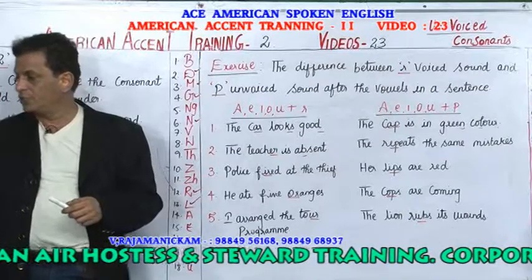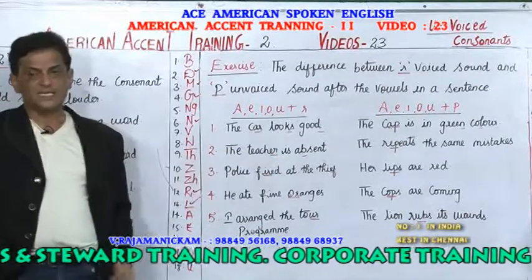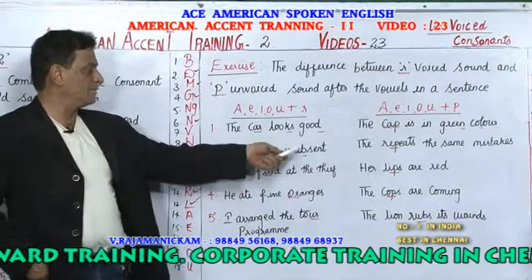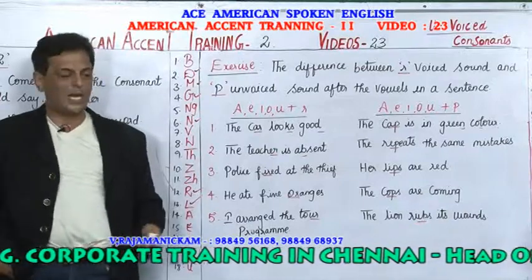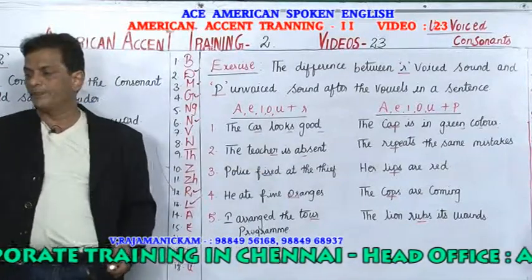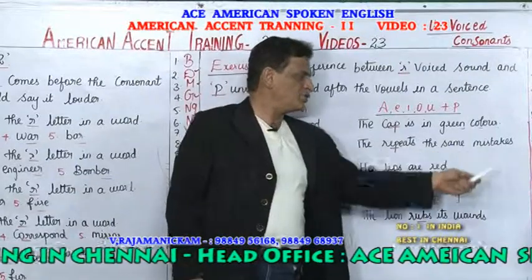The teacher is absent. I plus S, Z is absent. So you don't say absent, you say absent. Why? Before B, A comes. So here, he repeats the same mistakes.